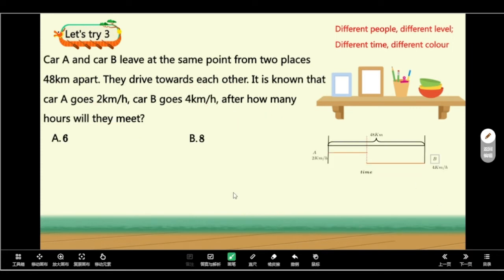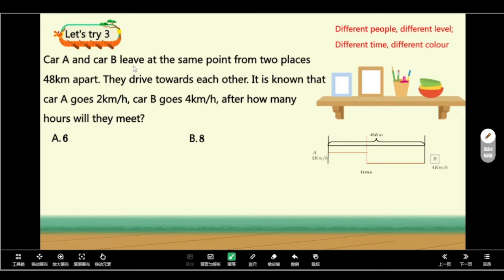Alright, and now is our challenging time. For this question, you can stop me and think about it on your own. Okay, what is your answer? Do you choose A or B? Let us do the question together to check it.